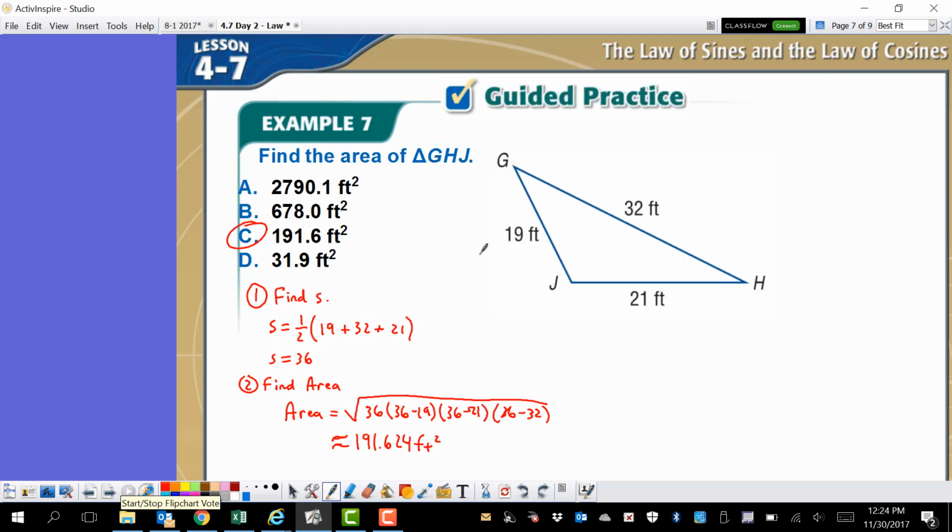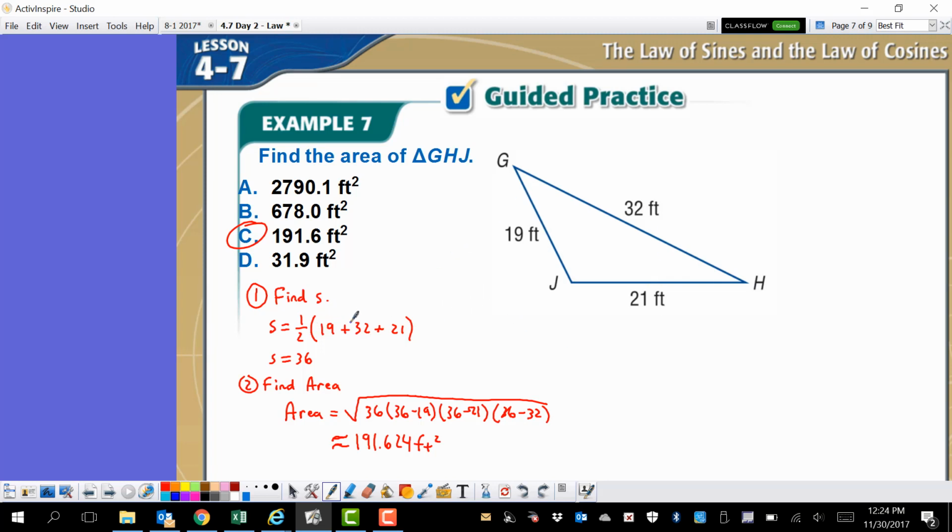Okay, here's one for you to try. You can go ahead and, again, find the perimeter first. If you want to try it on your own, pause the video now and do it, and then double check to make sure you get 191.6. But if you feel pretty comfortable with this, it's not a difficult problem. You can just kind of look through it.